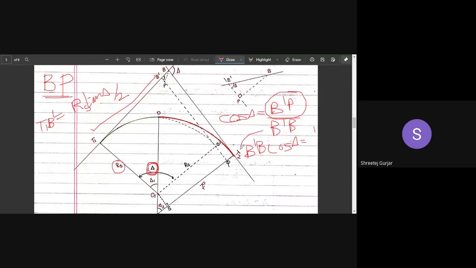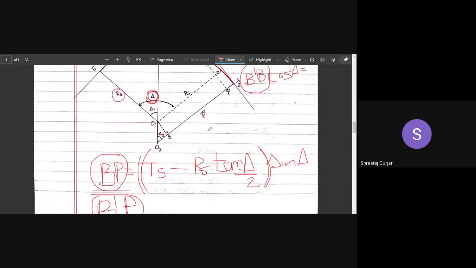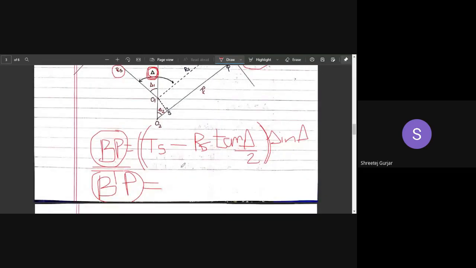Now what is B dash B? We have already calculated it, right? It is this particular bracket. B dash B we have already calculated as TS minus RS tan delta by 2. So it will be the same bracket into cos delta. Same thing will come, just instead of sine delta, it will be cos delta. So we will be requiring these two for further calculation. Hence we have calculated BP and B dash P.